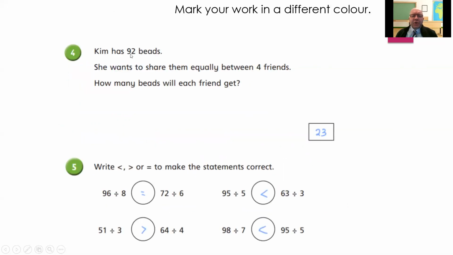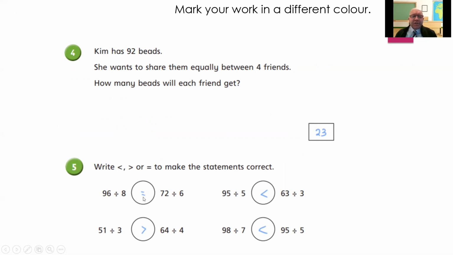Right, so 92 shared between 4 friends. So that's going to be 92 divided by 4. Now if we split the 92, I'm going to suggest 80 and 12. They're two numbers that add up to 92. 80 divided by 4 is 20, and 12 divided by 4 is 3. So altogether is 23.